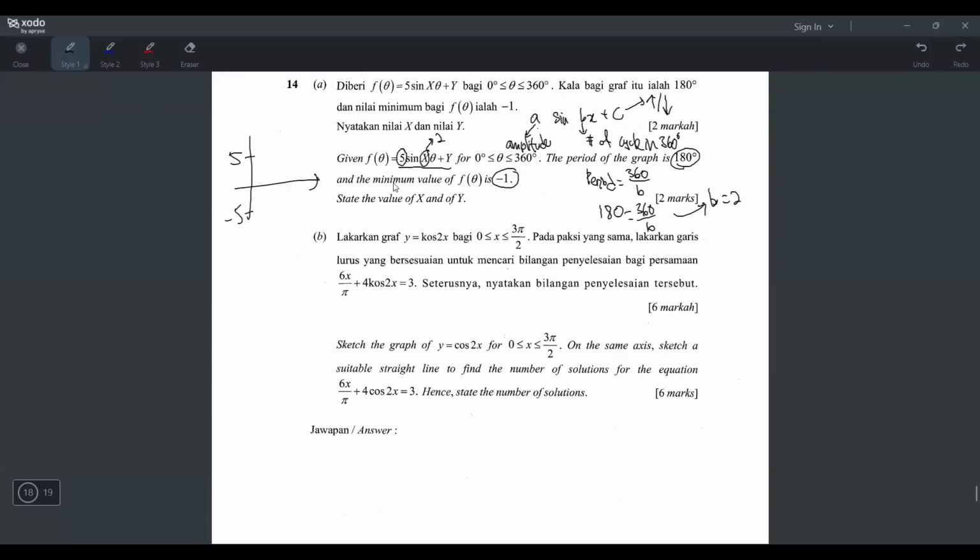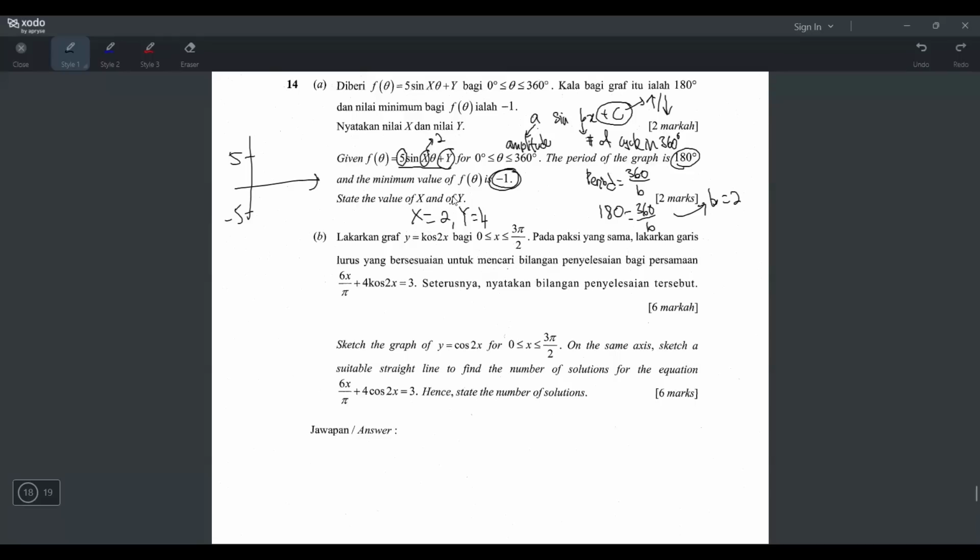But they mention here that the minimum value is -1. It means the minimum value is not -5. It changed to -1, so the whole graph got moved up. But moved up how many units? 4 units, because -5 plus 4 gives -1. So the C value here must be +4 because you already moved up 4 units. It means that the y here is 4. So the answer is B equals 2, so I should write x equals 2, because x is the B. And then y will be 4 because the whole graph moved up by 4.